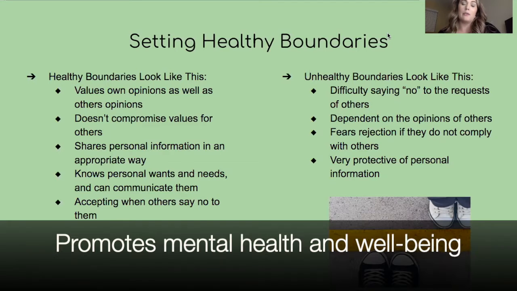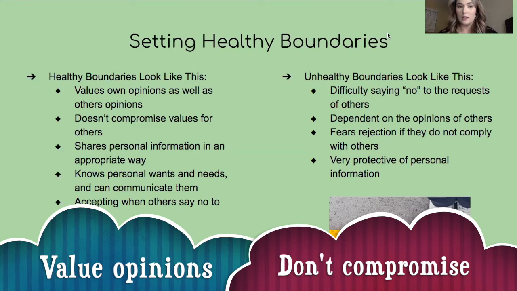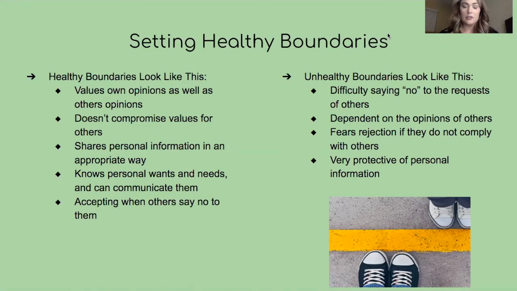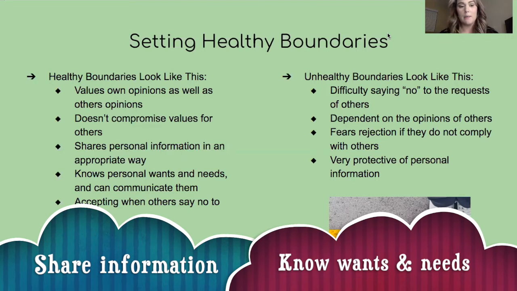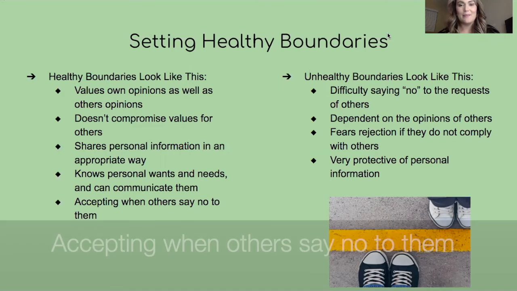Setting healthy boundaries also promotes mental health and well-being, which again is what occupational therapists are involved with, well-being, and obviously mental health. Now that we know what healthy boundaries are and what they can do, I'd like to discuss what healthy boundaries look like. As you can see from the slide, healthy boundaries tend to have these characteristics. It's when you're able to value your own opinions as well as others. You don't compromise your values for others. You share personal information in an appropriate way. You know your personal wants and needs and can communicate them to others. And you are accepting when others say no to them.